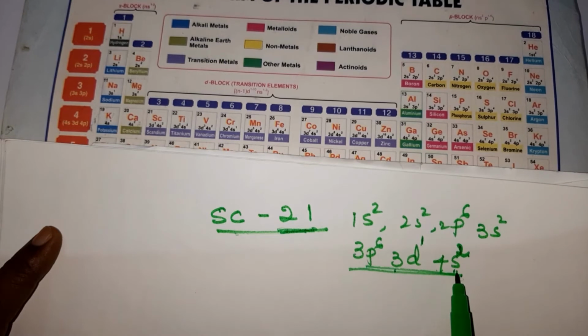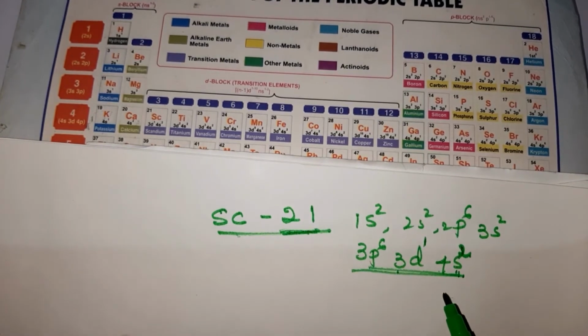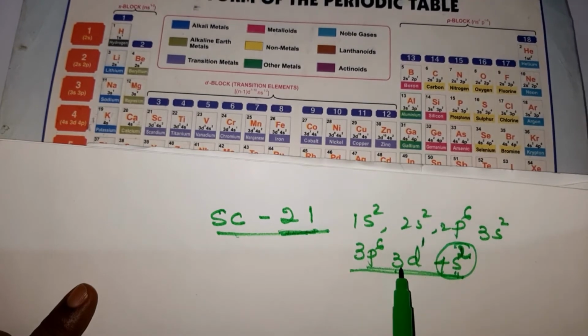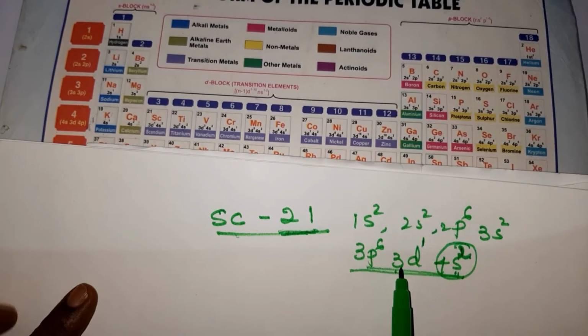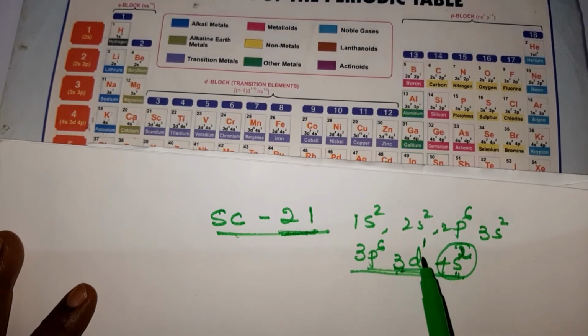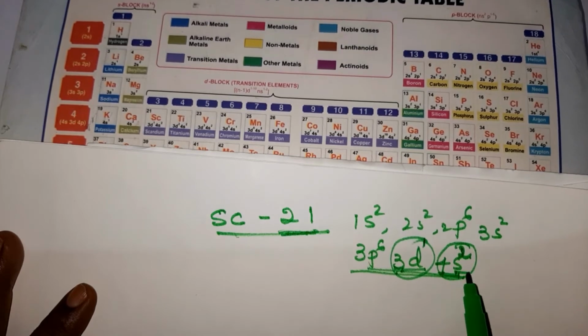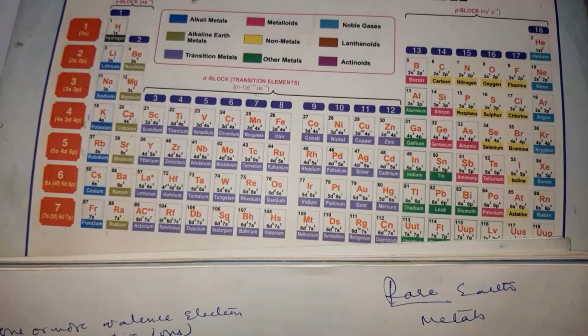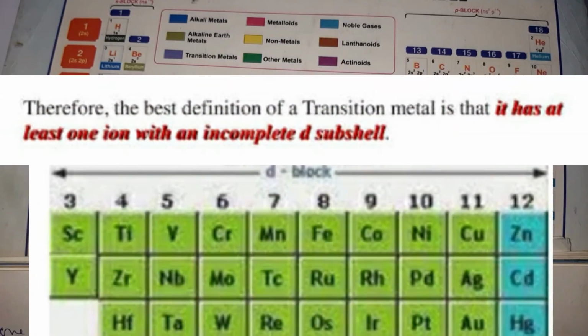So transitional elements are the elements where you first fill the S shell and then write the D shell. You all understood, children? And always you can see the S shell is filled and then the D shell. So the transitional elements have at least one ion with an incomplete subshell. So we are filling the S shell first and then filling the D shells.